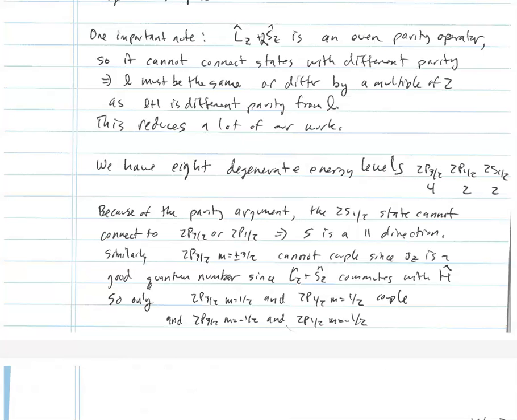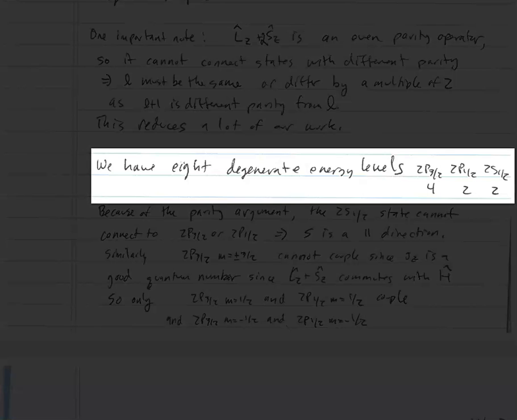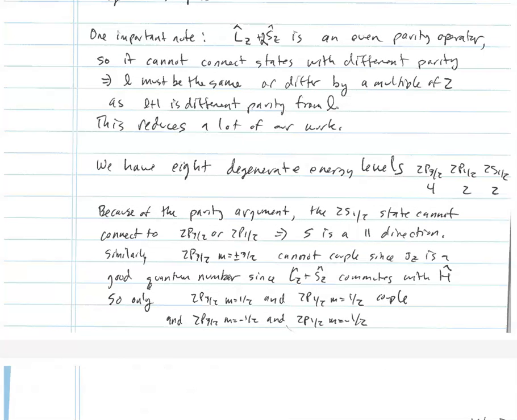If we look instead with the spectroscopic notation, 2P 3/2, that J is equal to 3/2. I have 2J plus 1, or 4 states. I have a 2P 1/2 and a 2S 1/2. Each of those has J equals 1/2, and each has 2 states. And so I have 4 plus 2 plus 2, which is 8 states. So there are 8 degenerate energy levels when I do not take into account fine structure or the magnetic field effect.